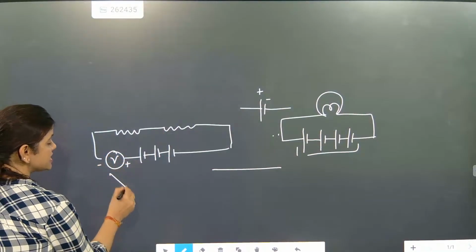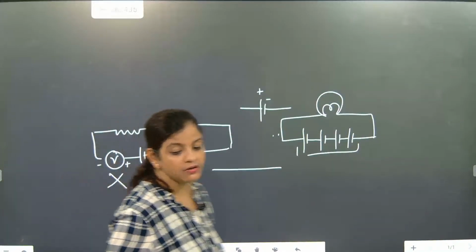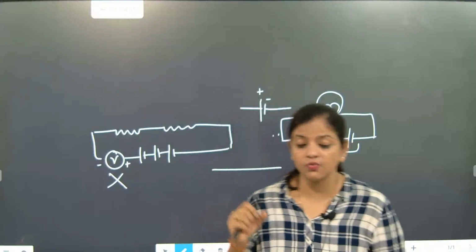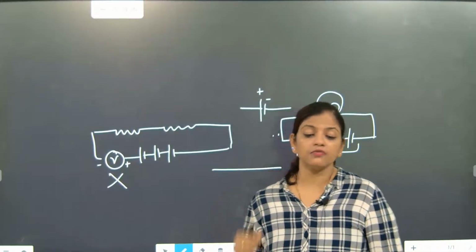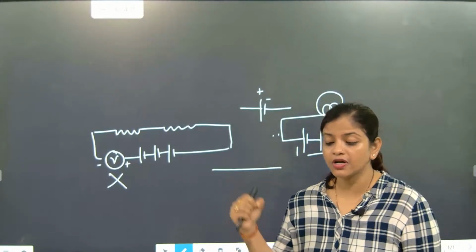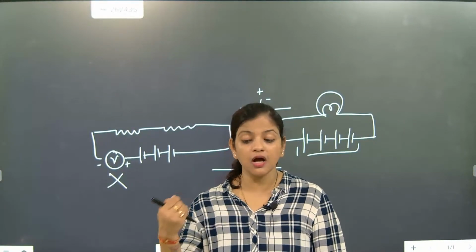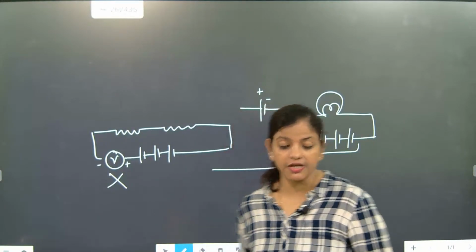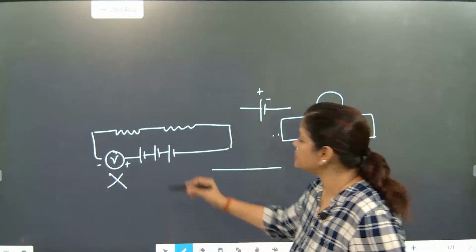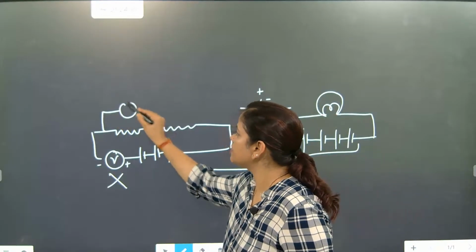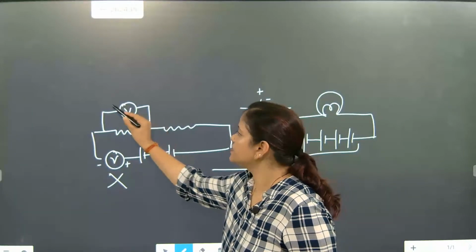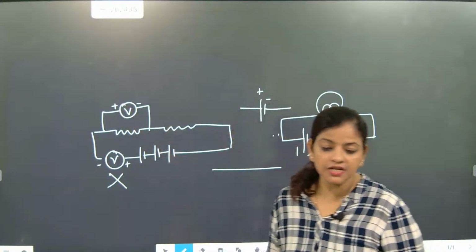The answer is never. The voltmeter will never be connected in the wire, because the voltmeter is not for knowing the amount of current flowing in the circuit. Then where must the voltmeter be connected? The voltmeter must be connected here. This is the positive terminal and this is the negative terminal.